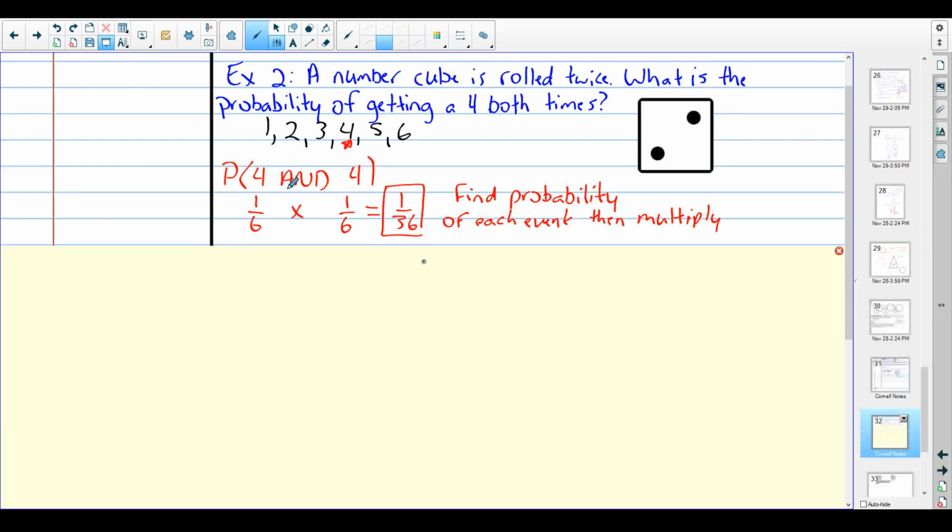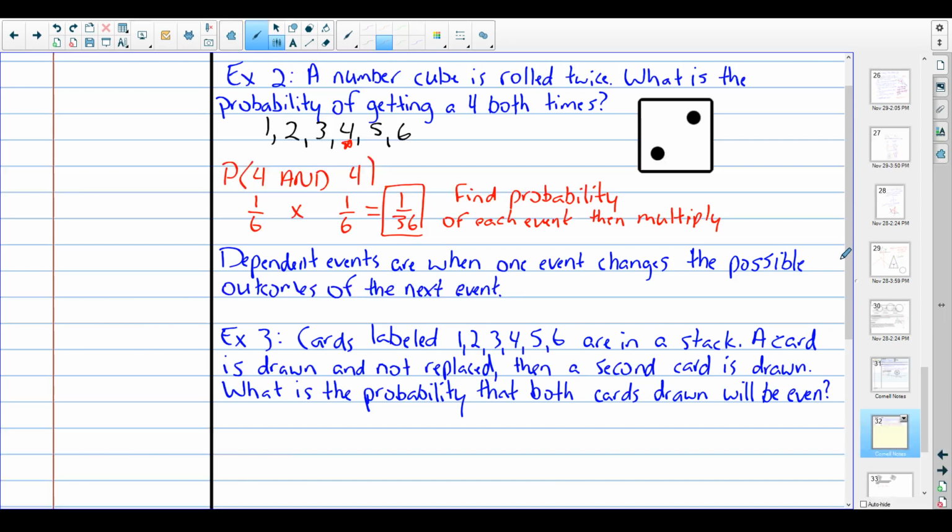And we just do a lot of examples in 7th grade with the 2 events, but we could go even further. If we want to know the probability of getting a 4 3 times in a row or 4 times in a row, we could just keep multiplying the individual probabilities. Keep it simple for now.